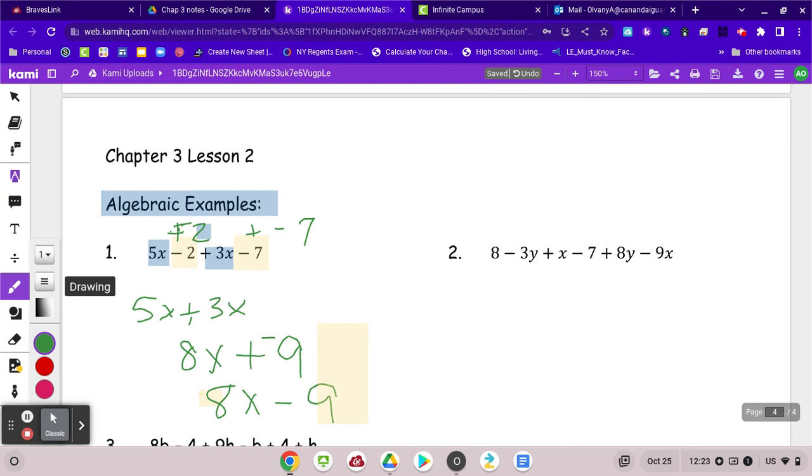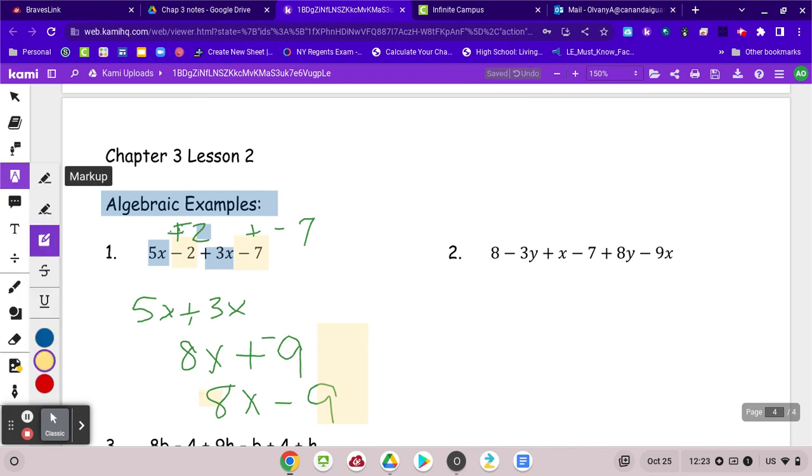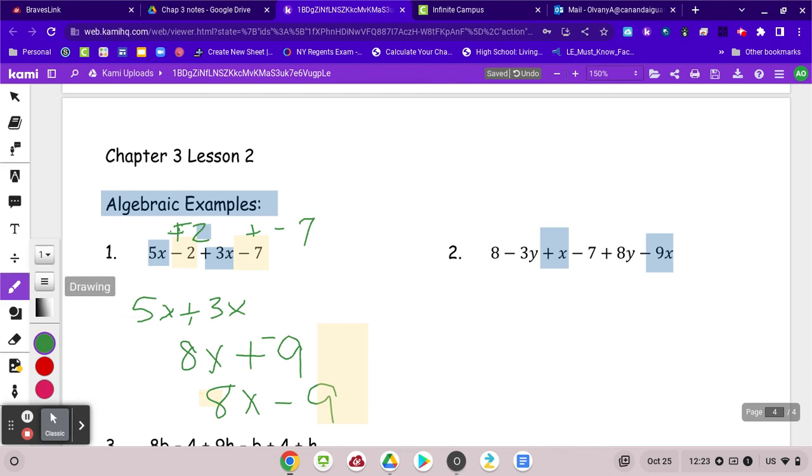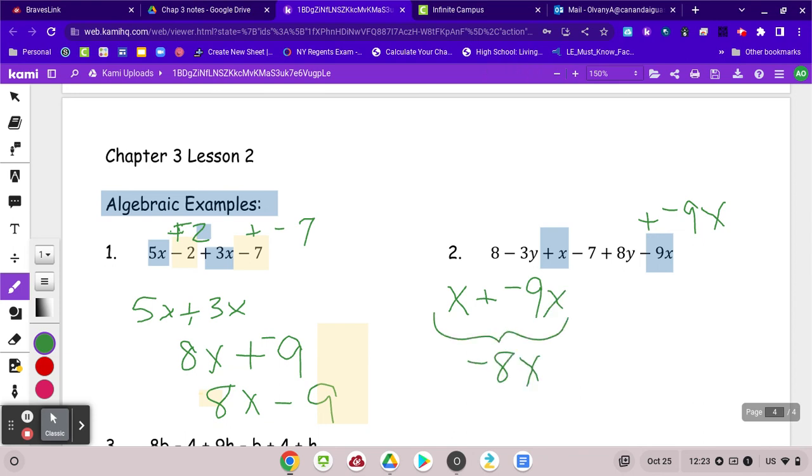Okay, so let's take a look at number 2. We're going to combine like terms. We always do them in alphabetical order, so these are all mixed up, and I would like to look at the x's first. So I have a plus x and a minus 9x. And again, you're probably saying, well, that's a minus sign. It is, but if I added the inverse, I'd have plus -9x. So what is x plus -9x? That's -8x.